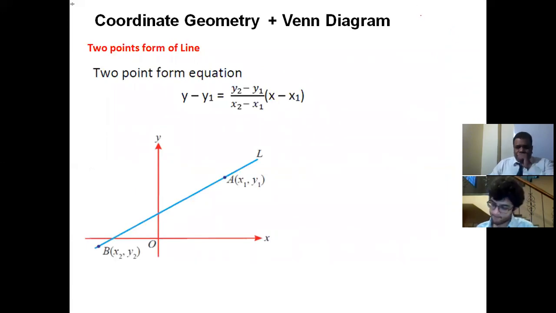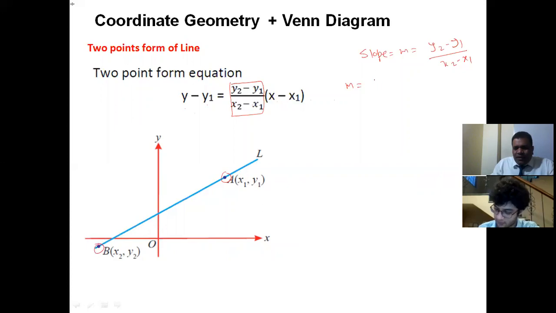Now, the second one: the two-point form of the line. Here the slope is not given, but two points are given. One point is here and one point is here. This is very simple, right? We know how to find the slope. Slope is equal to y2 minus y1 divided by x2 minus x1. So in place of slope, we can write this. So it's like the previous equation only: y minus y1 is equal to m in bracket x minus x1.